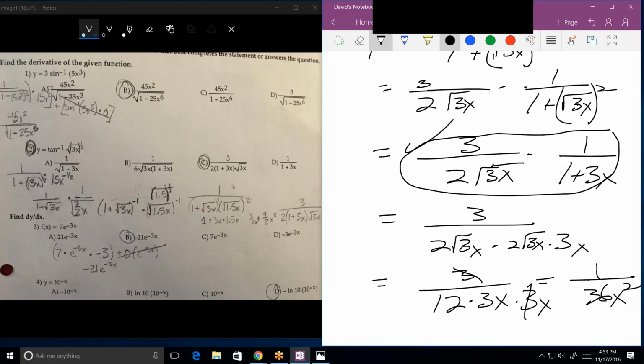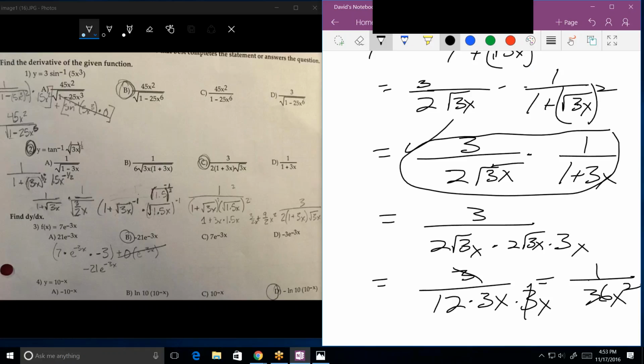I don't know why they didn't simplify it. They really should, because you can, and you end up producing something that can be reduced. But yeah, C is the same answer as I get.